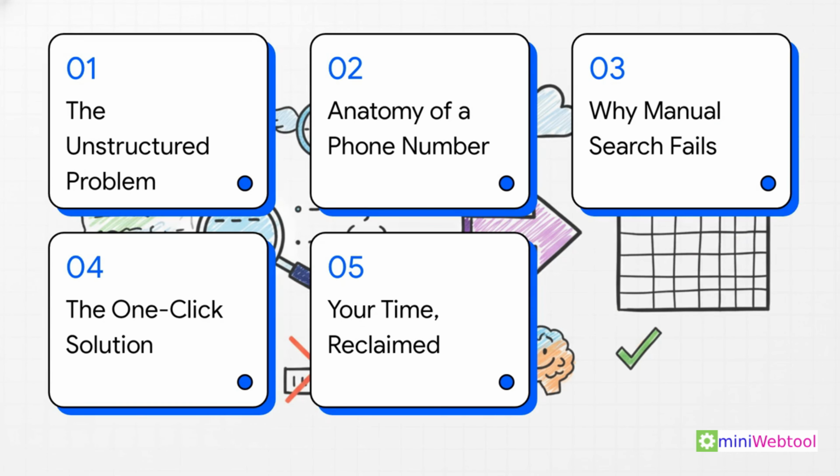So here's what we're going to cover. We'll start with the big picture, the unstructured data problem, then we'll get into the weeds and look at the surprisingly complex anatomy of a phone number. After that, we'll see exactly why searching by hand is a losing game, introduce the one-click solution, and finally, talk about getting your time back.